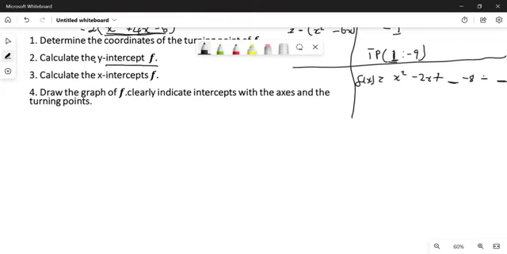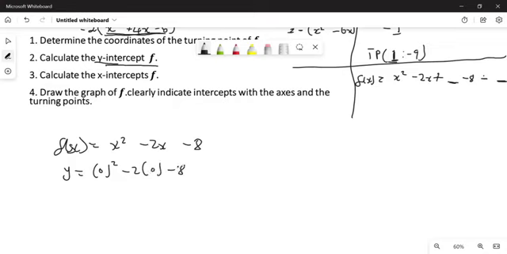The next thing that we're going to get is the y-intercept. How do you get the y-intercept? We have f of x given as x squared minus 2x minus 8. What should you do? x should be 0, no? Then y is equal to 0 all squared minus 2 times 0 minus 8. What are you going to get? Minus 8. Then your y-intercept is (0, minus 8).